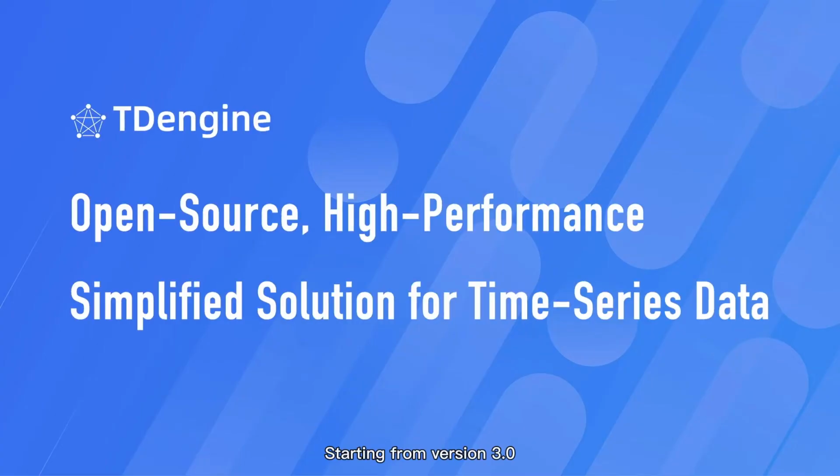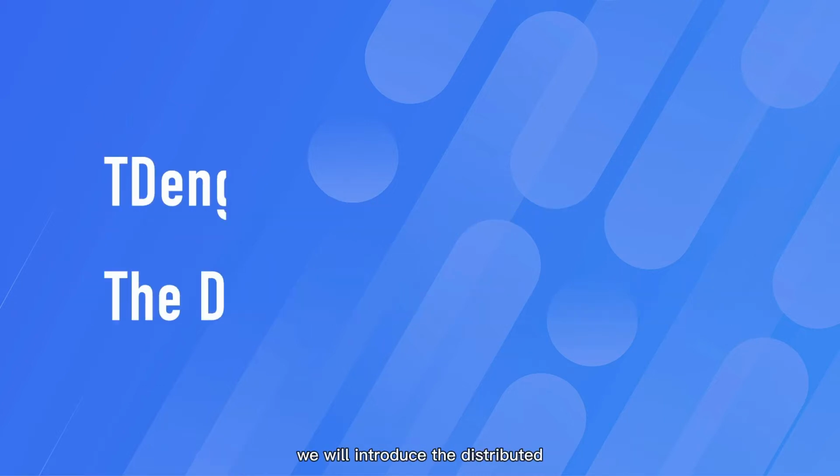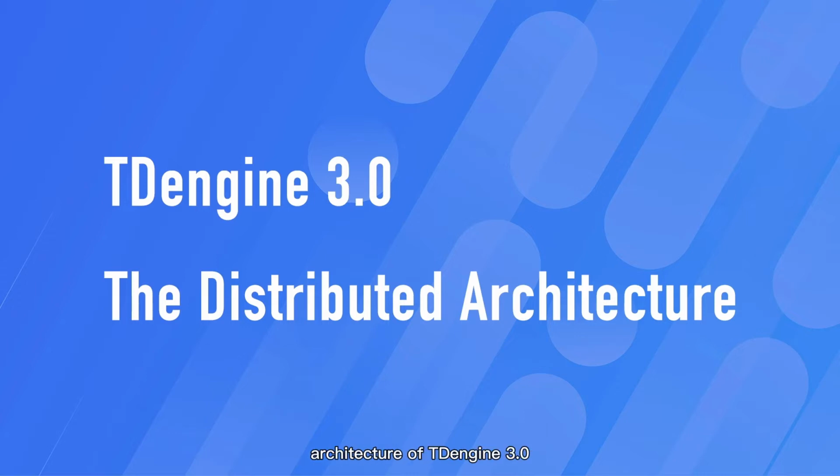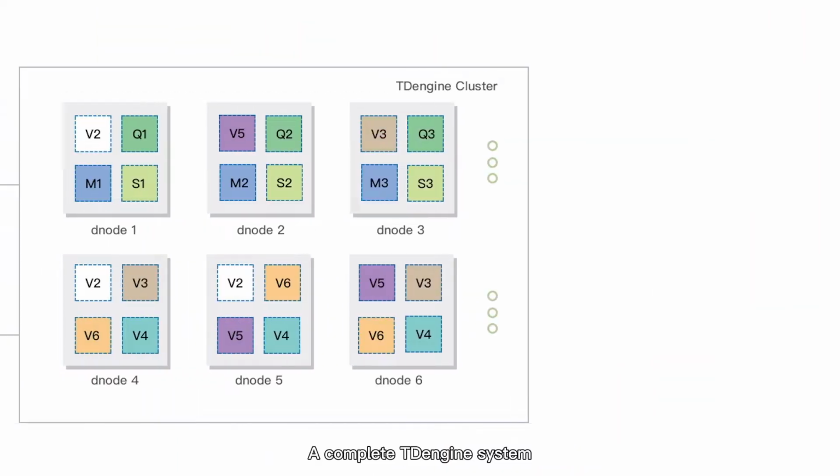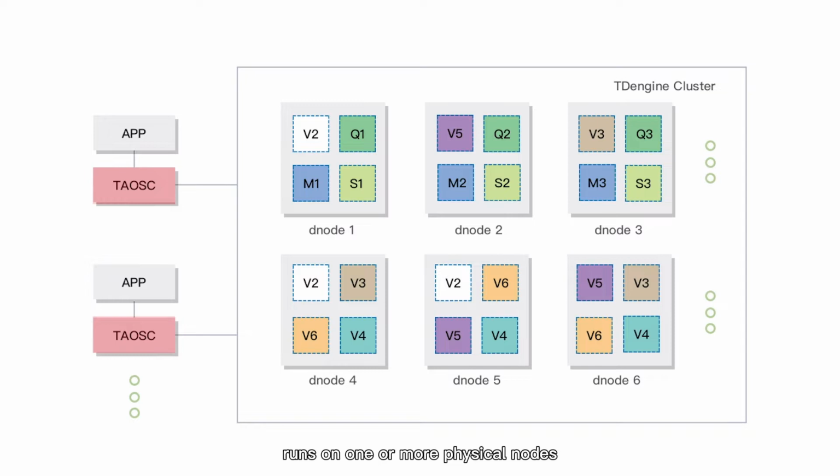Starting from version 3.0, TDengine has become a cloud-native time series database. In this video, we will introduce the distributed architecture of TDengine 3.0. Let's take a look at the logical architecture of TDengine. A complete TDengine system runs on one or more physical nodes.